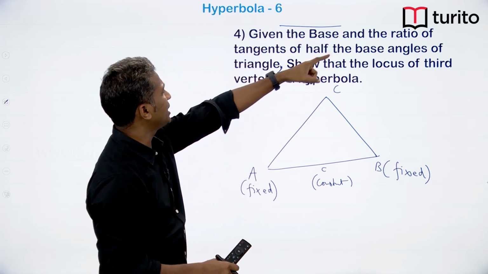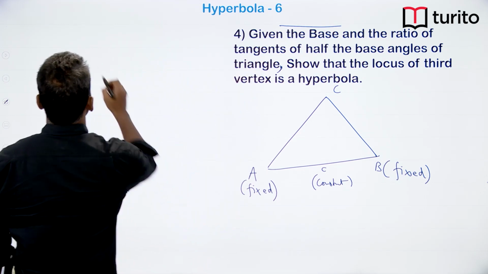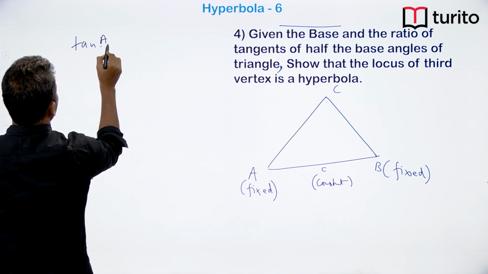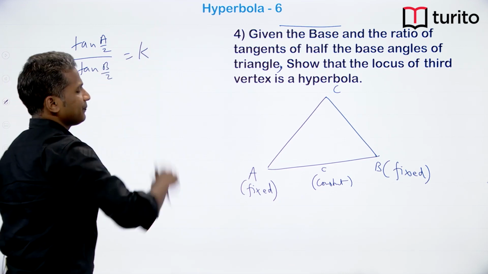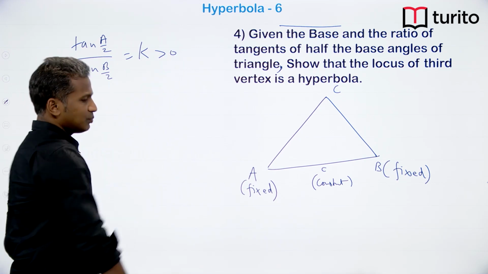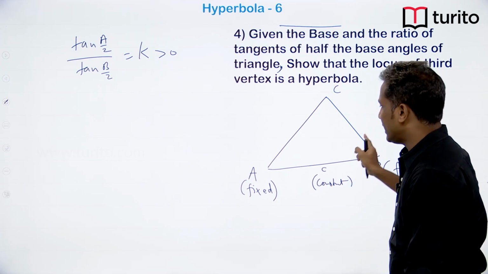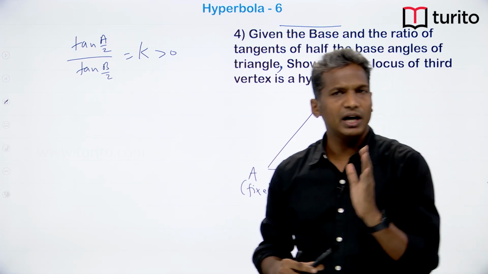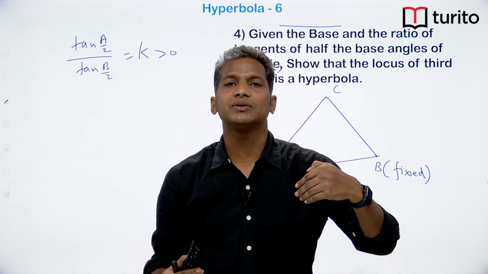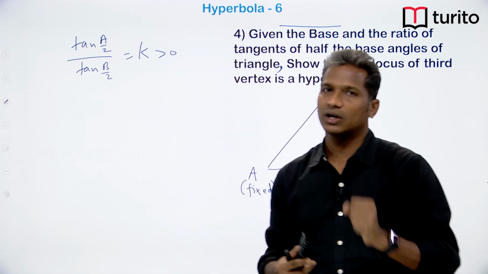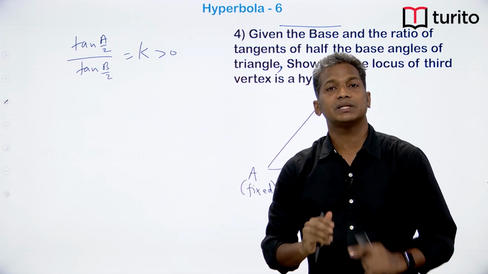Now, next, the ratio of tangents of the half of the base angles. That means tan A by 2 divided by tan B by 2 is given as a constant k. Now, this constant must be a positive constant. Why? Because A and B are angles of a triangle, so A and B must belong to 0 to pi, which is 0 to 180. Half of it will belong to 0 to 90, that is the first quadrant. So, tan A by 2 and tan B by 2 are both positive, hence the ratio must be strictly positive.